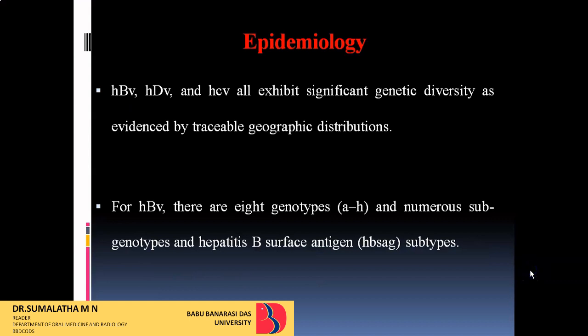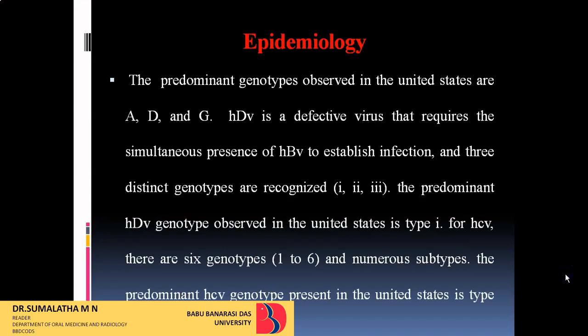disease. Coming to the epidemiology of hepatitis, the hepatitis B, D and C virus all exhibit significant genetic diversity as evidenced by traceable geographic distribution. For hepatitis B virus, there are 8 genotypes and numerous subgenotypes and hepatitis B surface antigen subtypes. The predominant genotypes observed in the United States are hepatitis A, D and G.